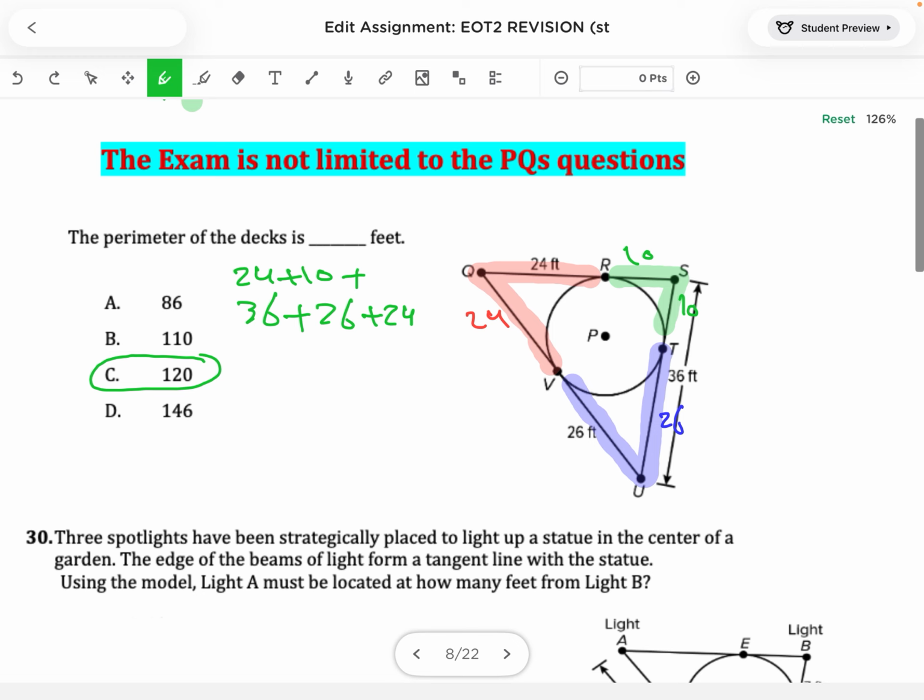24 plus 10 plus 36 plus 26 plus 24. The answer is 120, correct.